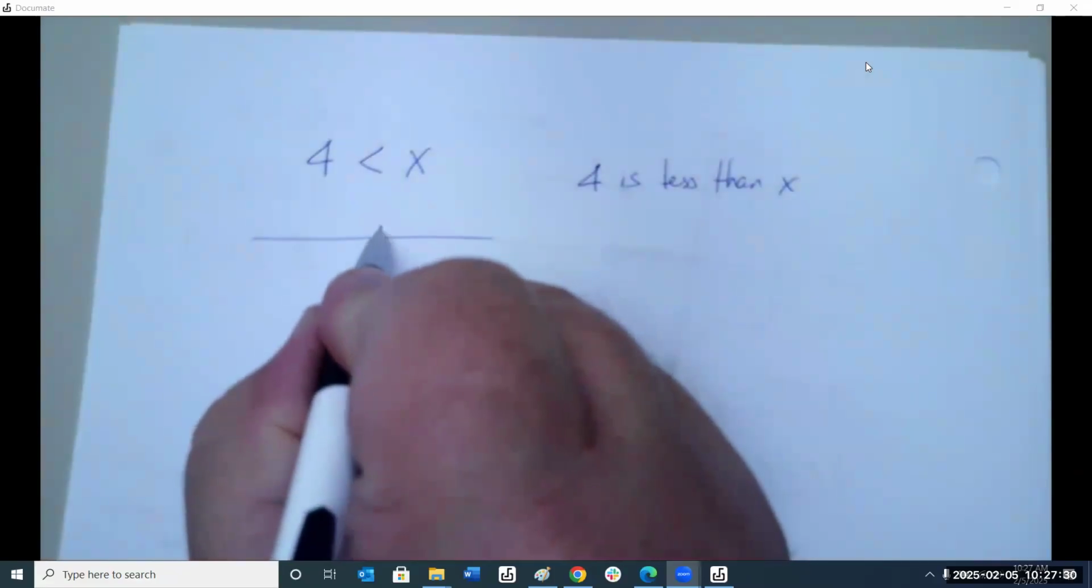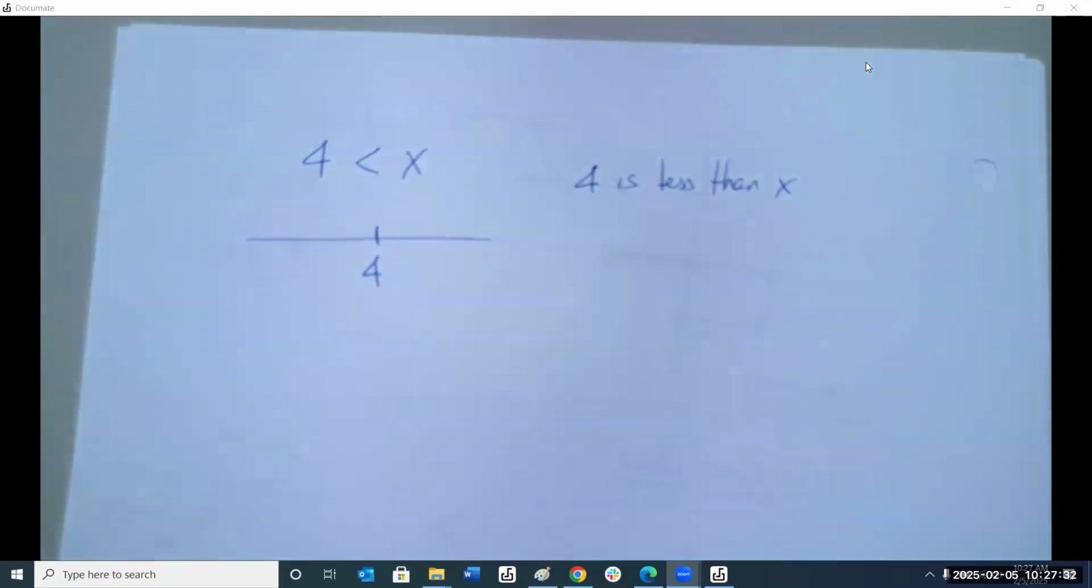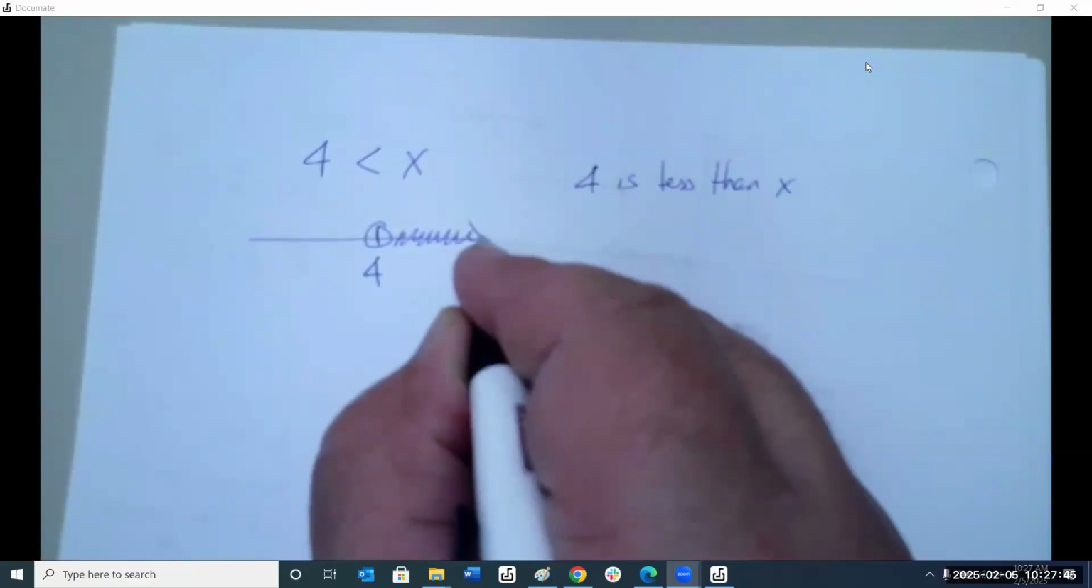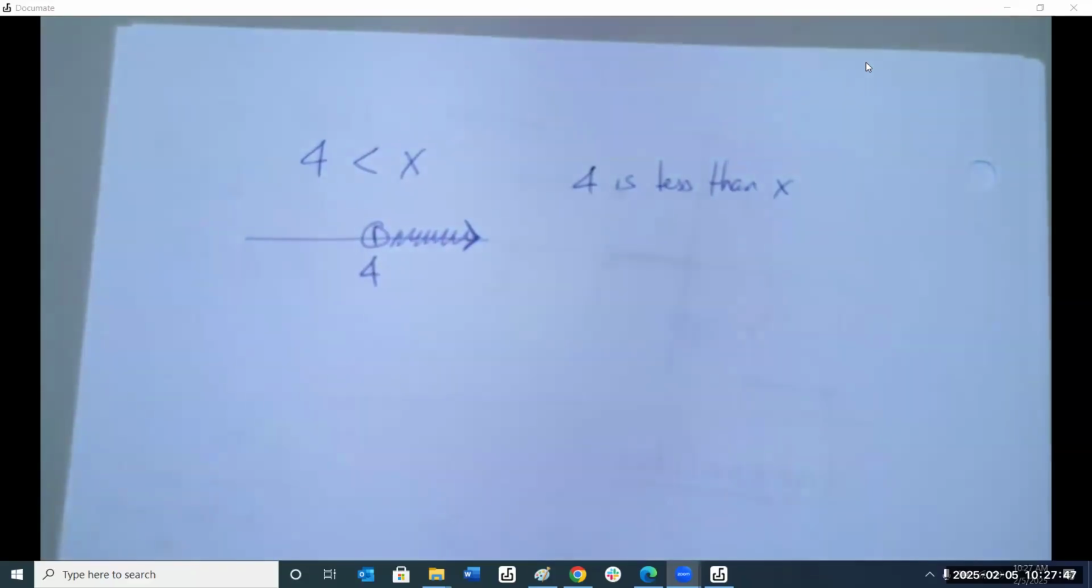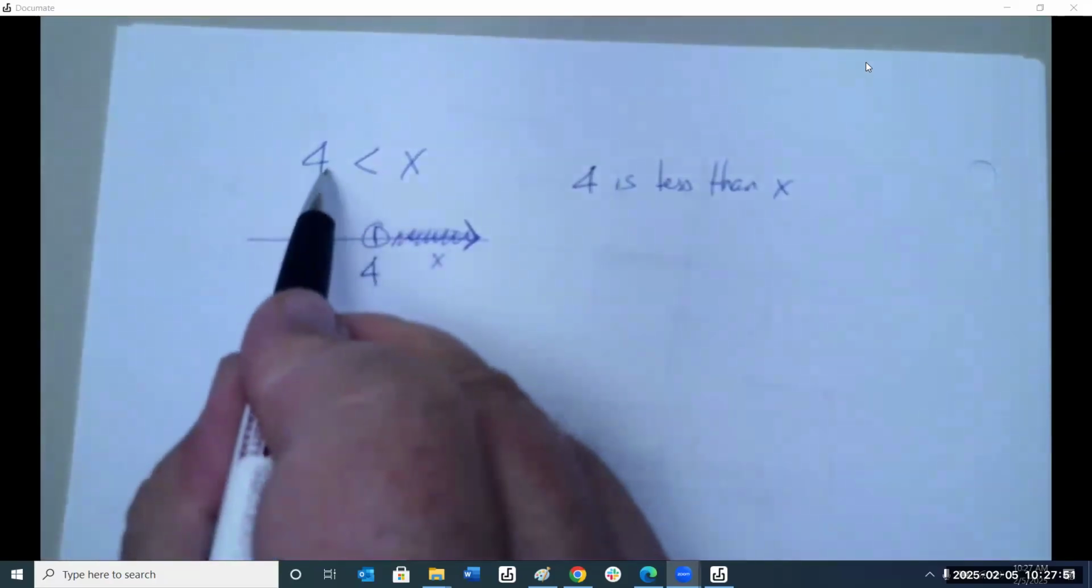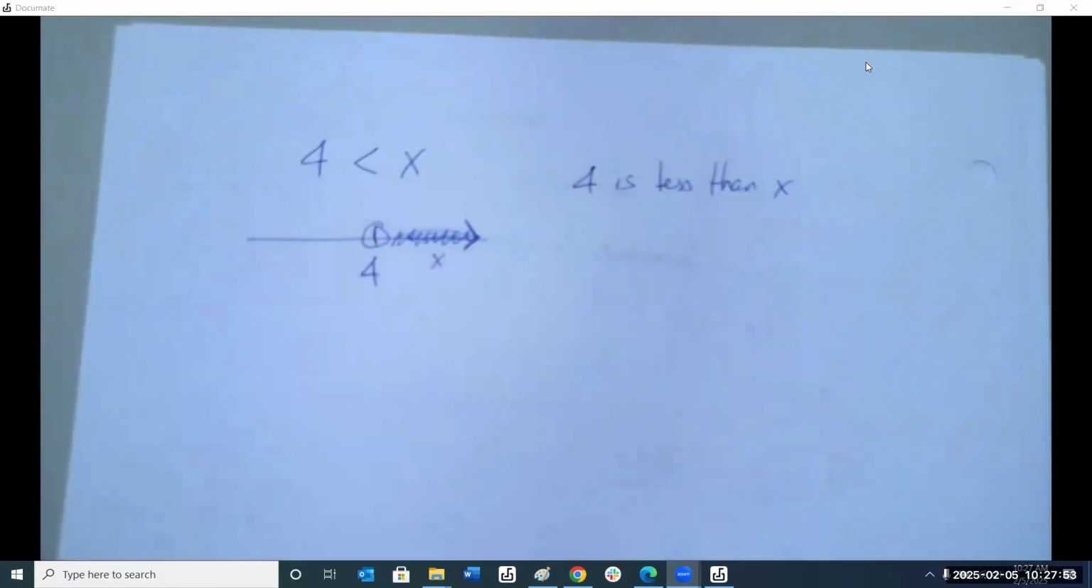So here's 4. Is it an open or a closed circle? It's open. What side gets shaded? To the right. Because remember, what's shaded is your X. X has to be greater than that. Greater than means bigger, means to the right.